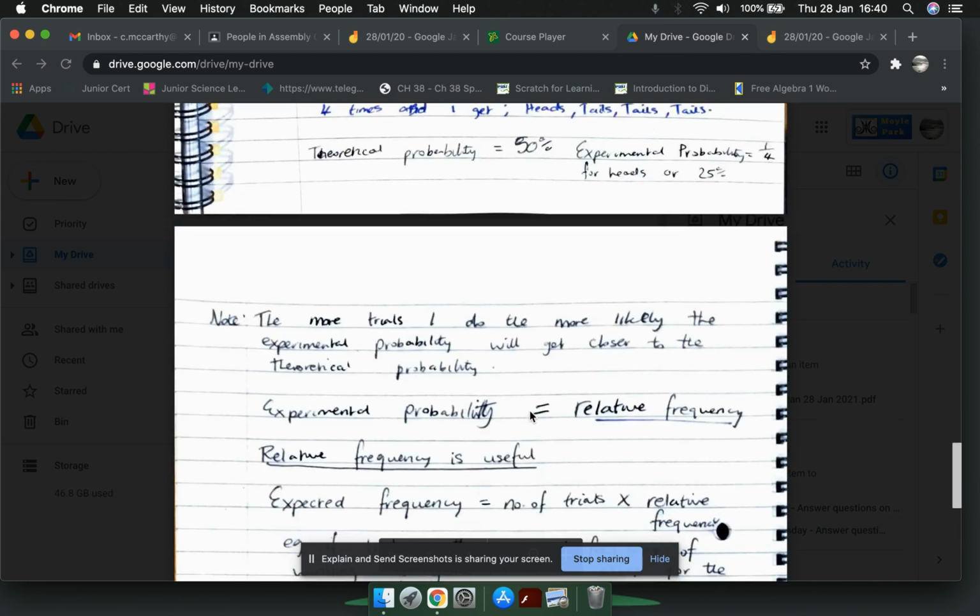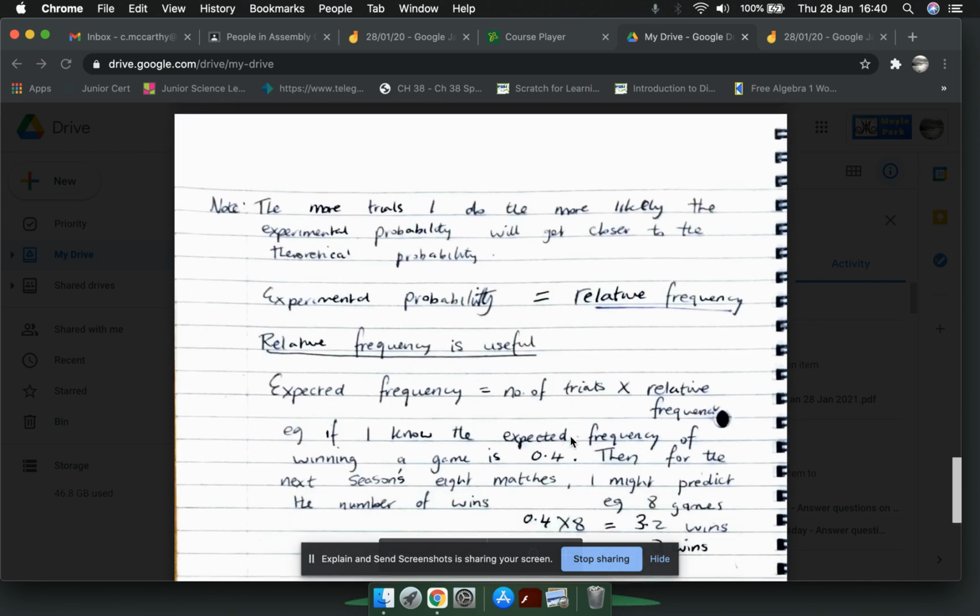So there are 2 differences there that I want you to recognize. Theoretical probability is the number of outcomes I'm interested in over the number of outcomes in total. Experimental probability is the number of times the event has happened over the number of trials. The words you're going to see more often inside the book are relative frequency. Relative frequency is another way of describing experimental probability.